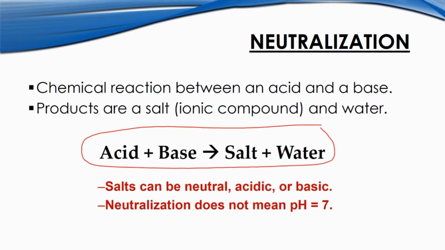Now, something important, and which is really what this lesson is about, is that salts can be neutral, acidic, or basic. So just because we are using the word neutralization, it does not mean that the pH will actually be neutral, meaning 7. So let's look at a few examples on how we can determine what the products are for a neutralization reaction.